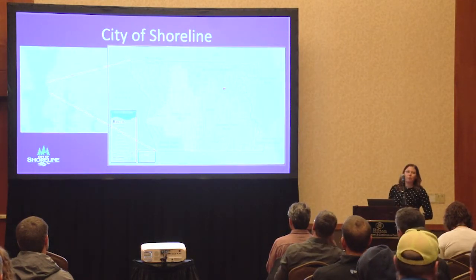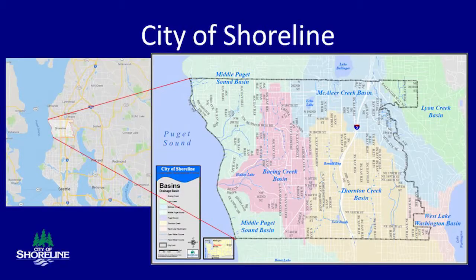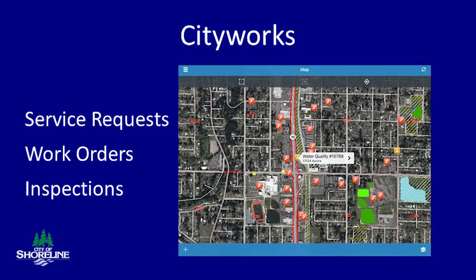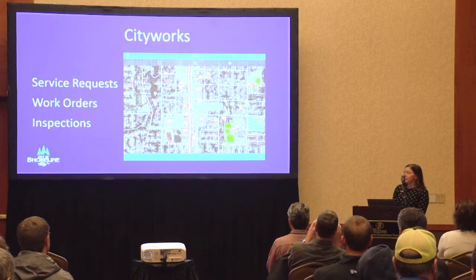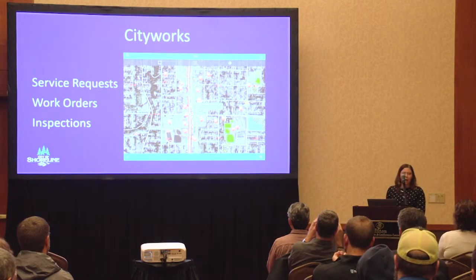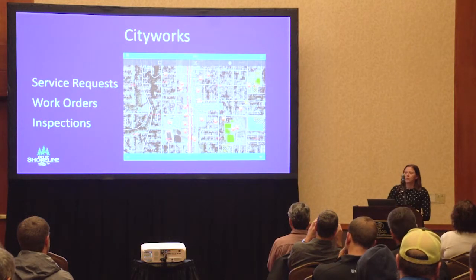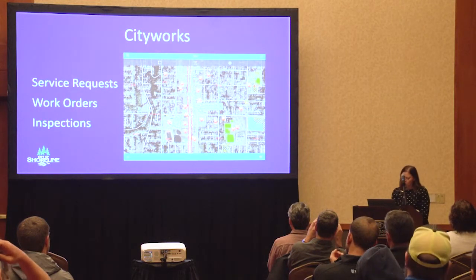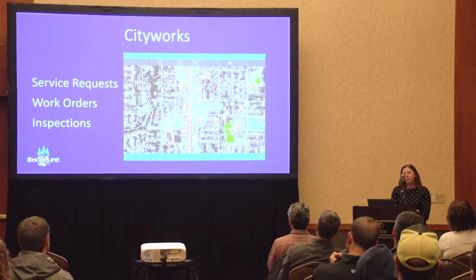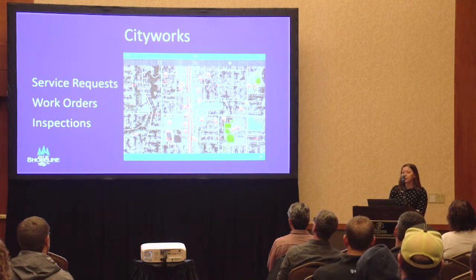For those of you who are not familiar with the City of Shoreline, we are located just north of Seattle, 12.3 square miles, and a population of over 53,000 people. Shoreline implemented Cityworks as its asset management system in 2013, and the surface water utility was the first division within the city to implement Cityworks at that time. The implementation in 2013 also happened to coincide with the current NPDES permit going into effect.